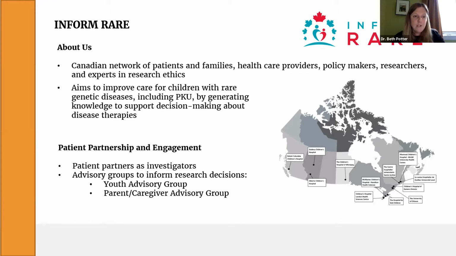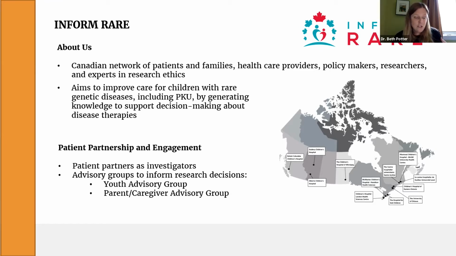So InformRARE is a Canada-wide network, and you can see some of the participating centers on the map there, of patients and families, healthcare providers, policymakers, methodologists like myself, experts in research ethics. And we're all working together. There are more than 60 investigators in the network to carry out research that ultimately aims to improve care for children with rare genetic diseases. And there are three conditions that we're focusing on in this first few years of our work, including PKU. And so we aim to generate knowledge that will help to support decision-making about disease therapies.